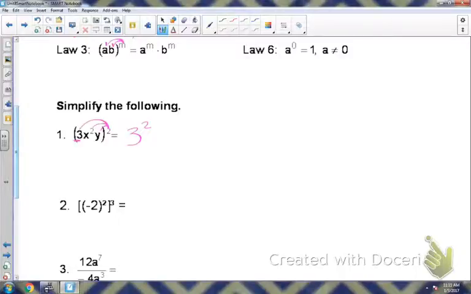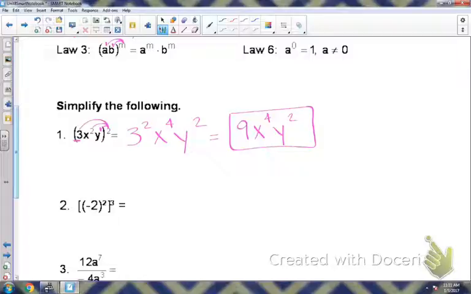So remember, when you're distributing that to another exponent, power to a power, you'll multiply the powers. So that would be x to the 4th. This is y to the 1st right now, so that would make it y squared. Anytime you have a base that is a number raised to an exponent, you should be evaluating that. So 3 squared, I can evaluate. I can actually get an answer there. 3 squared, 3 times 3 is 9, x to the 4th, y squared. So there's my answer.